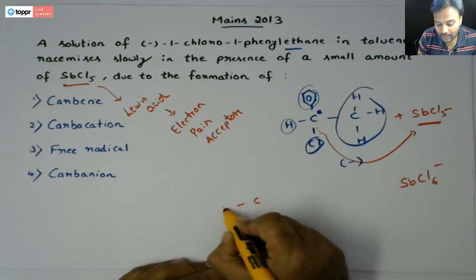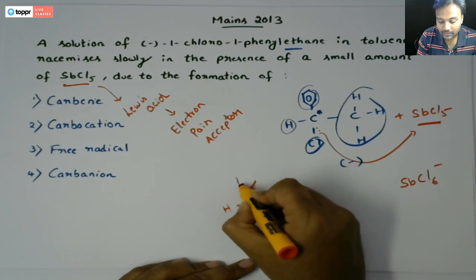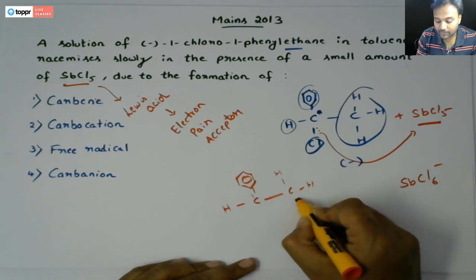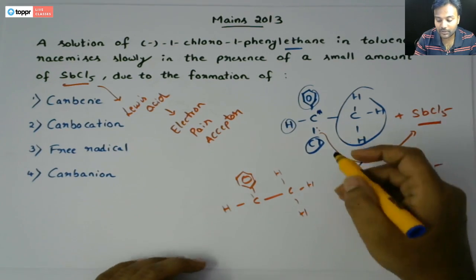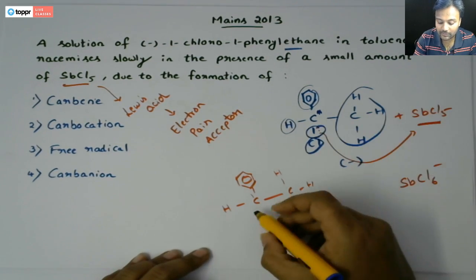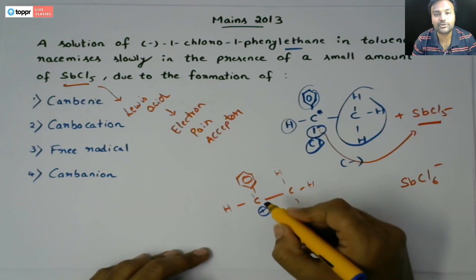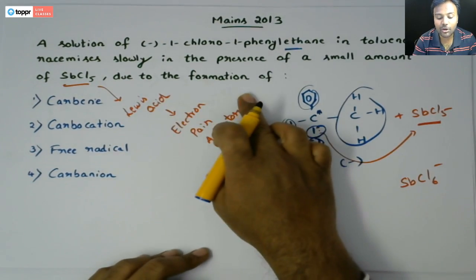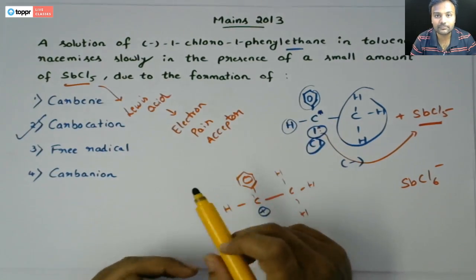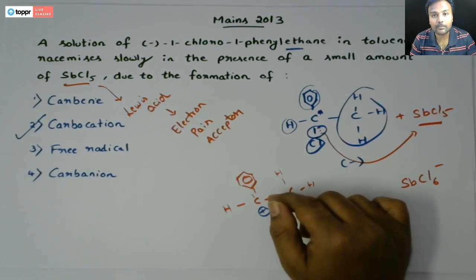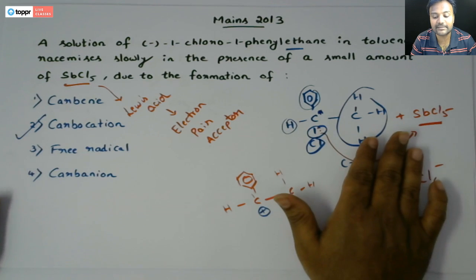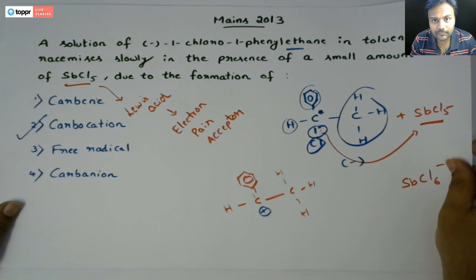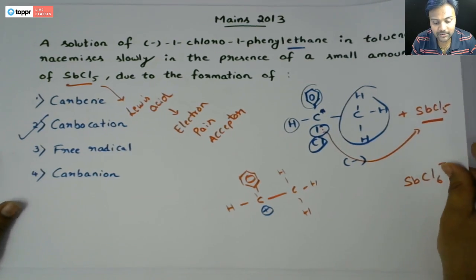Look at this compound, carbon, this is hydrogen, then you have a phenyl. This methyl group is intact as such. So due to loss of this pair of electrons, carbon gains positive charge. Hence, due to formation of carbocation. So this is the carbocation that is formed as an intermediate in this reaction. Hope it's clear to you. Moving on to the next question.